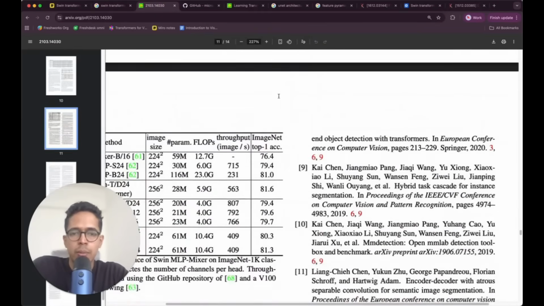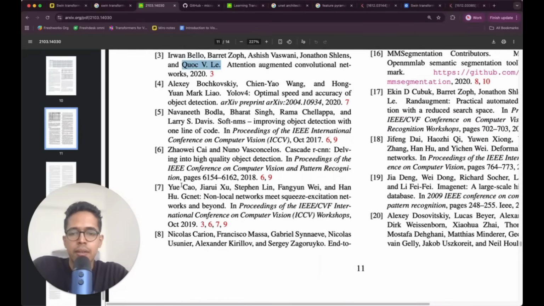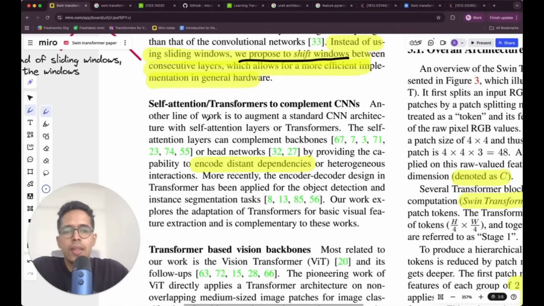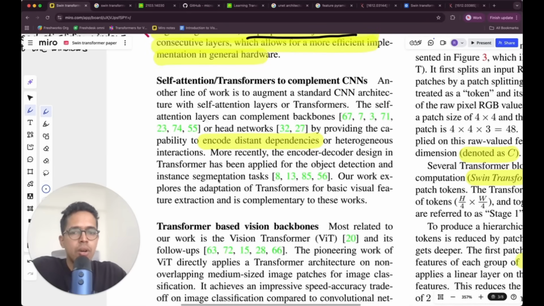Then 3 and 7. What are those papers? I'm just checking if I know these papers beforehand. Most of these papers I probably haven't read. 3 is Attention Augmented Convolutional Networks, and 7 is Non-local Networks Meet Squeeze-Excitation Networks and Beyond. I haven't read these papers, just good to know their existence. They can complement backbones or head networks by providing the capability to encode distant dependencies or heterogeneous interactions. More recently, the encoder-decoder design in Transformer has been applied for object detection and instance segmentation tasks. Our work explores the adaptation of Transformer for basic visual feature extraction and is complementary to these works.